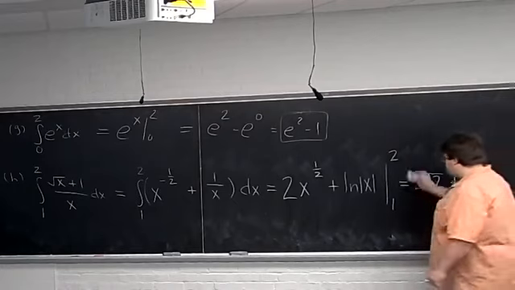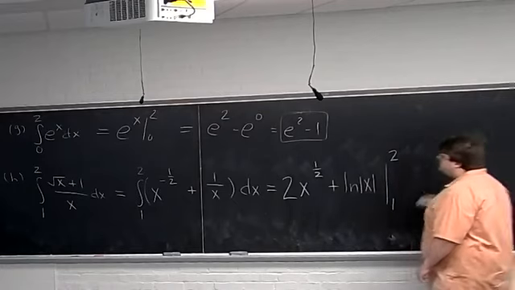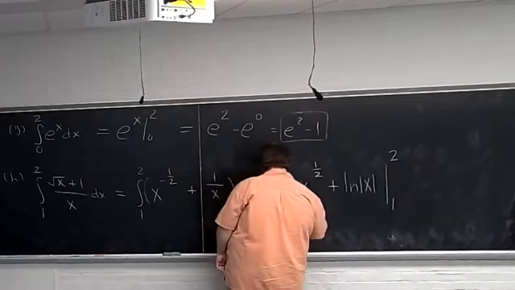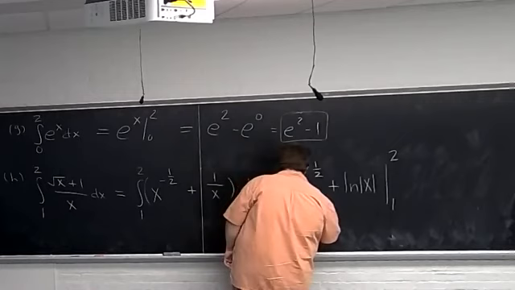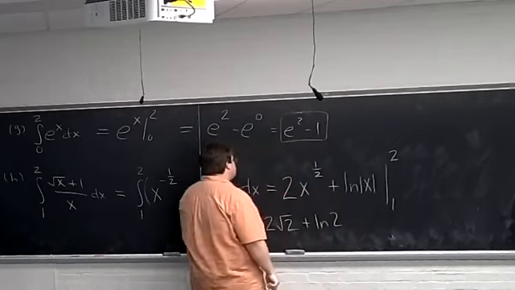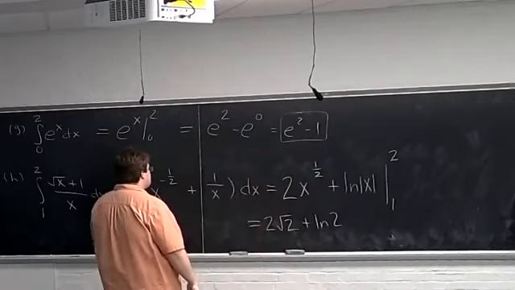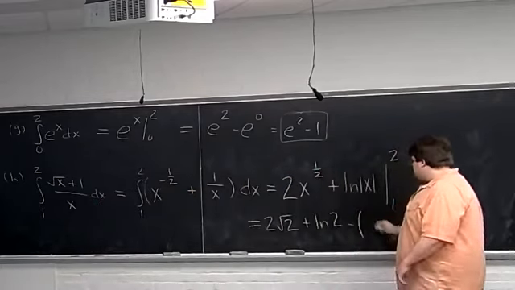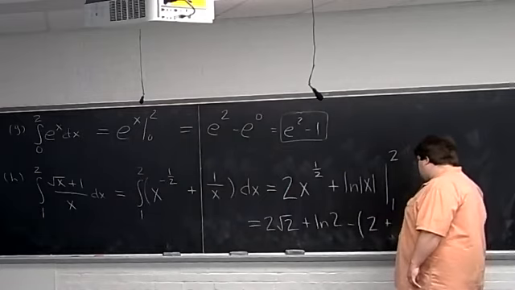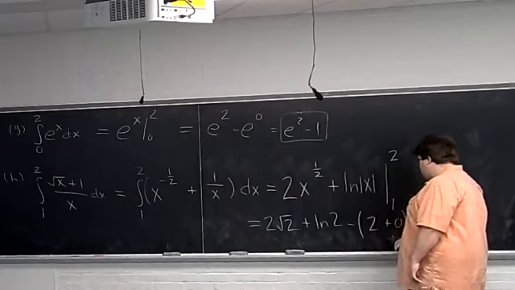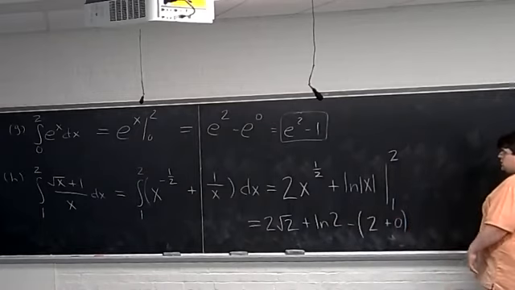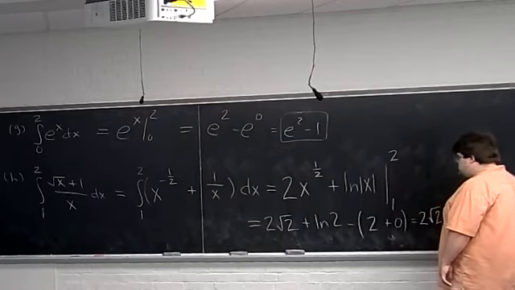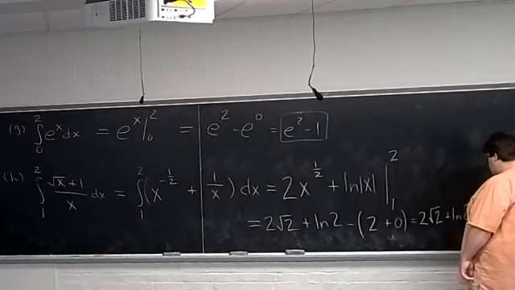Let's write this somewhere else. I don't want to go off the screen here. Evaluate at 2, you get 2 root 2 plus log of absolute value of 2. Absolute value of 2 is 2. Minus what happens when you evaluate at 1. 1 to the half is 1, so minus 2 plus log of 1. E to the 0 is 1, so log of 1 is 0. And what do we get? 2 root 2 plus log 2 minus 2.